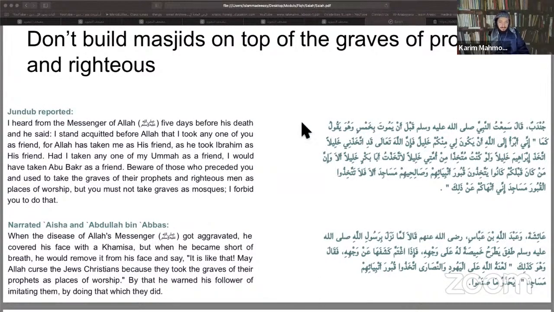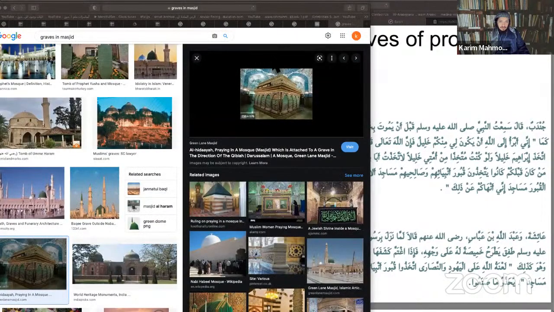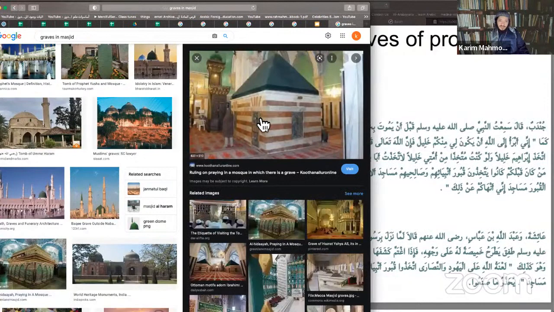Look. See this? That's a grave inside of a masjid. Look at this. This is a grave. A person is dead inside here. They have built a masjid around this. That is not allowed. It is not allowed for us to build a masjid around a grave.